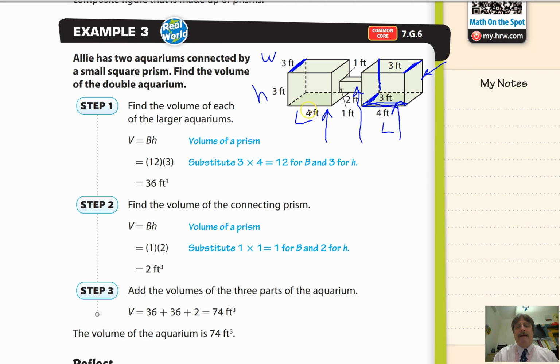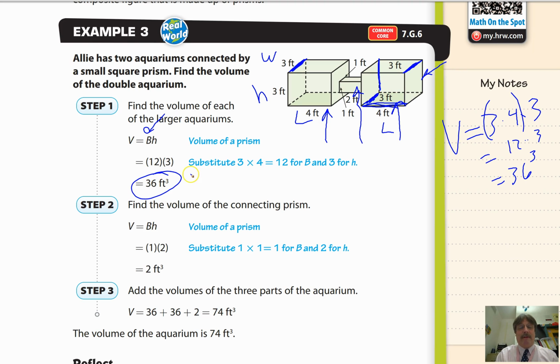So this one I have dimensions of 3, 3, and 4. Here I have 3, 3, and 4. So in essence, they're both the same thing. So I'm going to take my volume formula. They've switched right here already. So volume equals 3 times 4 times 3, so that's 12 times 3, and that equals 36 cubic feet. I forgot my units there, so right here.